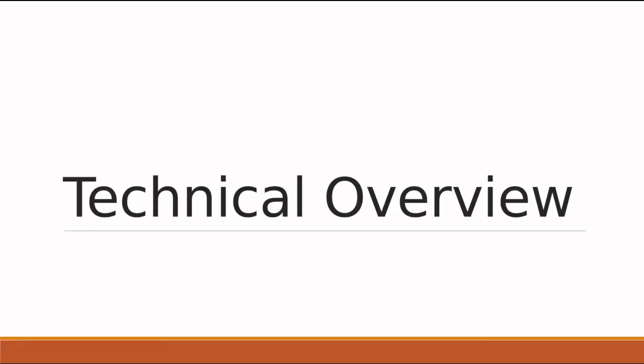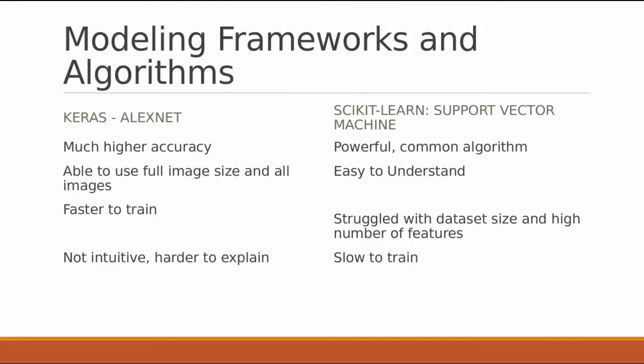We will now dive a little deeper into the technical aspects of the project, beginning with some design decisions. There are two primary design decisions I want to highlight. The first is about modeling frameworks and algorithms. For the deep learning model, I chose to use Keras, implementing the AlexNet architecture.